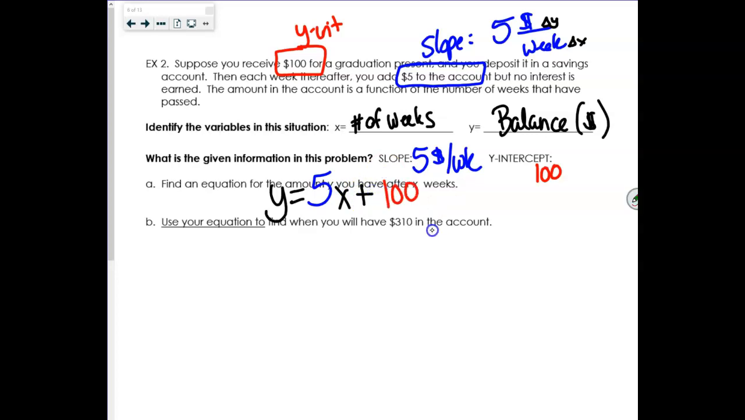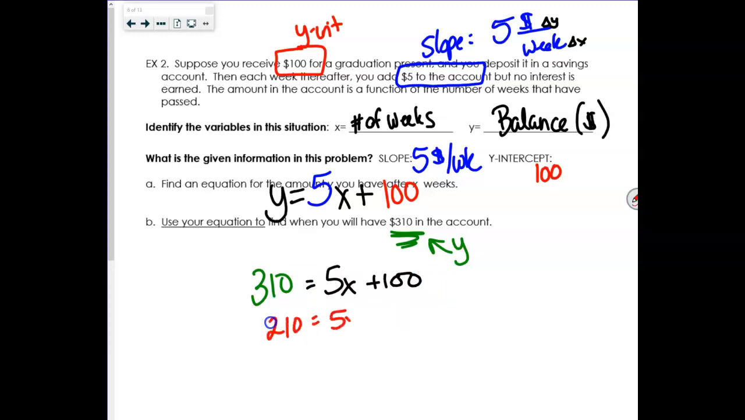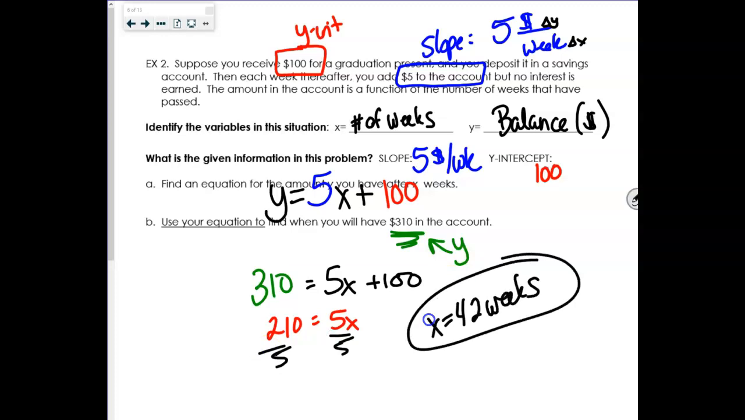Now be careful on this next question. I want to know when you're going to get $310 in your account because I'm going shopping. What variable is that? That's the y value. So you're going to plug 310 in for the y value this time and solve for x. Right, so super solving time. Ready? Subtract 100 from both sides. Get 210 equals 5x. Divide both sides by 5. And I think it's 42 weeks. Notice I keep labeling all the things that I'm finding. Very important in word problems, right? All right, we'll pick up here the next lesson.